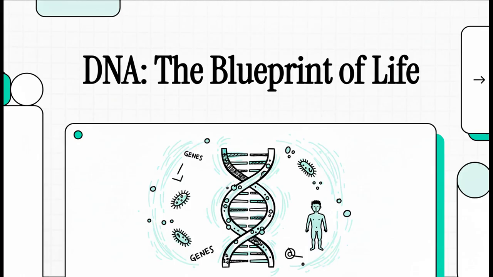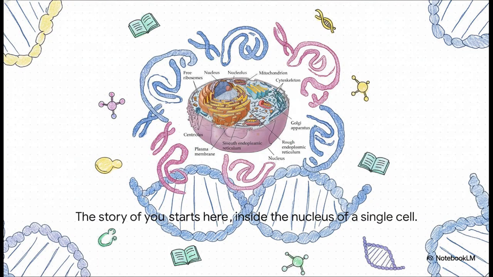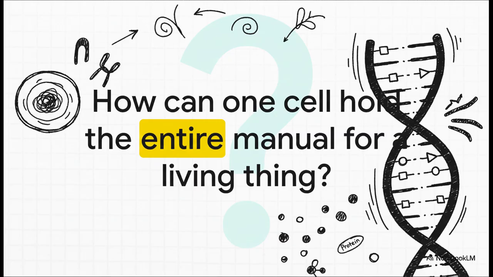Well, let's dive in. Okay, think about this. Deep inside nearly every single one of your trillions of cells, there's a little command center called the nucleus. And packed inside that nucleus is the complete instruction manual for building and running, well, you. Every last detail is written in the language of one extraordinary molecule. I mean, it sounds kind of impossible, right? How can something so microscopic hold that much information?